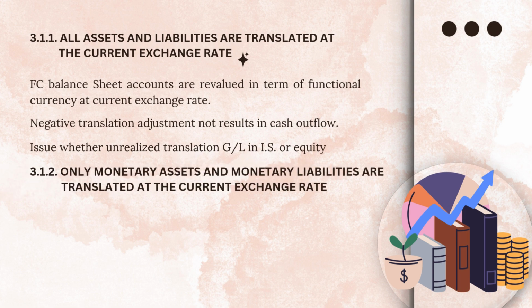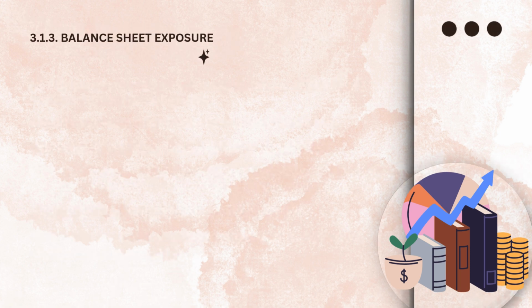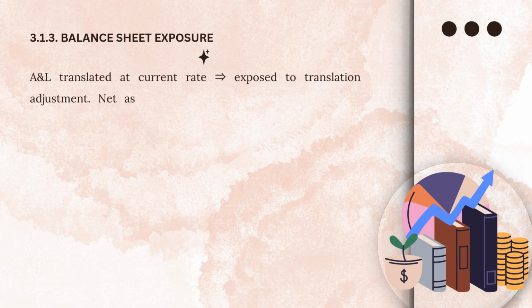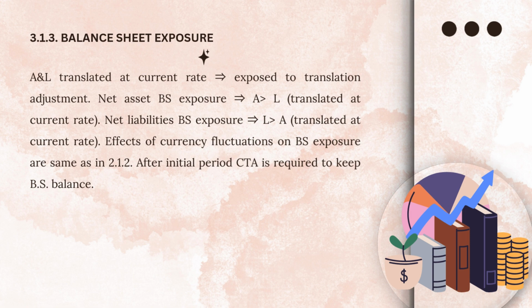3.1.2 Only monetary assets and monetary liabilities are translated at the current exchange rate. Only monetary assets and liabilities are at current rate. Same issue as in 3.1.1, translation adjustment is unrealized, whether G/L to IS or equity. 3.1.3 Balance sheet exposure. A and L translated at current rate are exposed to translation adjustment. Net asset BS exposure: A is greater than L, translated at current rate. Net liabilities BS exposure: L greater than A, translated at current rate. Effects of currency fluctuations on BS exposure are same as in 2.1.2. After initial period CTA is required to keep BS balance.